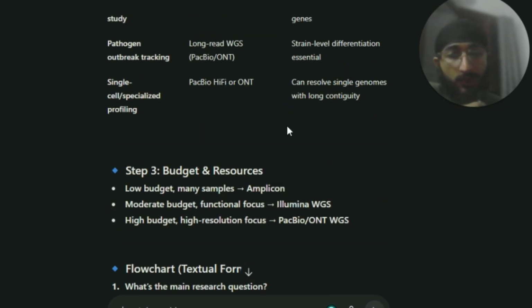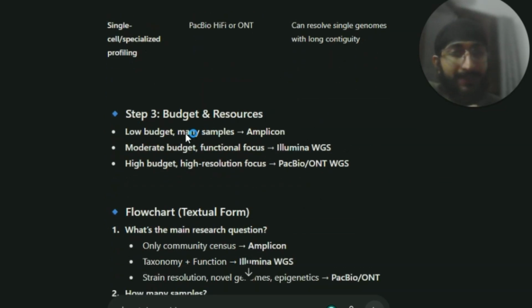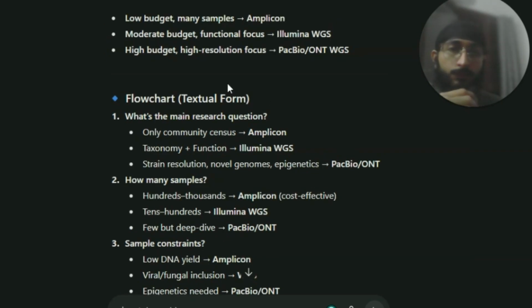Then we check for the budget and resources. If we have low budget and many samples to cover, we use Amplicon. If moderate budget and functional focus, Illumina WGS. And if high budget and high resolution focus, PacBio or ONT WGS. Now, what's the main research question? We check only community census, then Amplicon. Taxonomy and functional analysis, Illumina WGS. Strain resolution, novel genomes, epigenetics, PacBio, ONT.